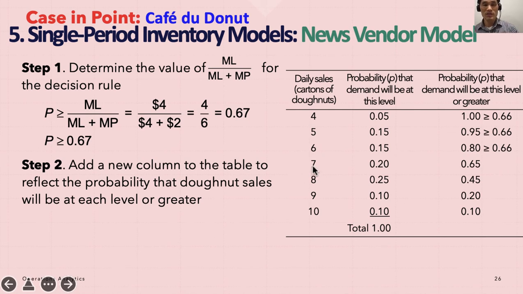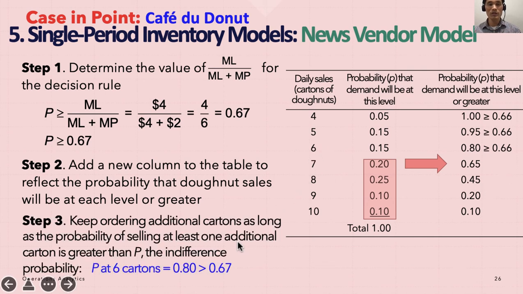And then you come to 7, and that's 0.20. You add 0.20, 0.25, 0.10, 0.10, then you get 0.65, right? And 0.65 is less than 0.67. Therefore, this is not acceptable inventory. So in this case, what you can choose is actually 6, right? 6 is the optimal number that you should choose. Therefore, the answer in this case is 6 cartons for your order.